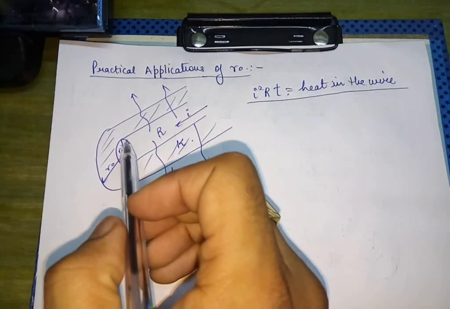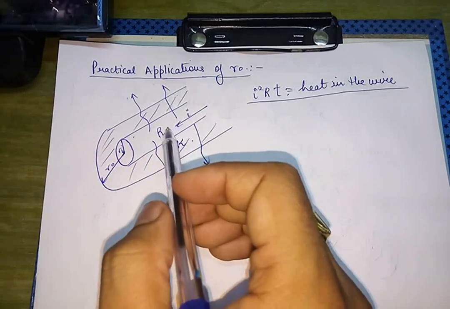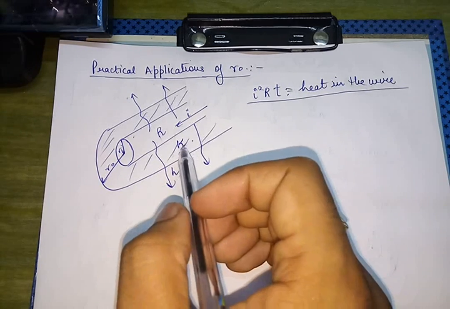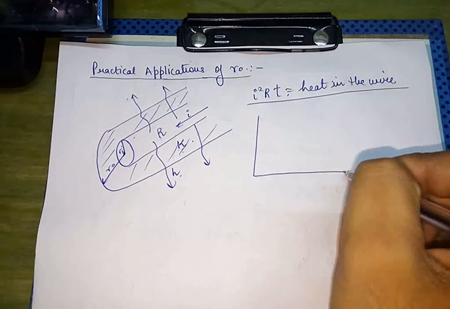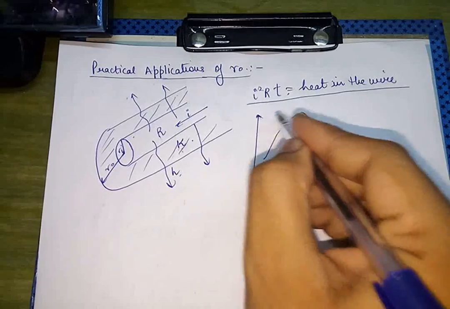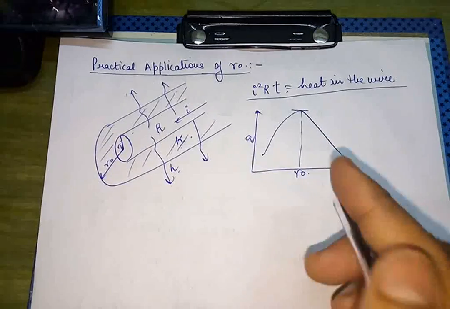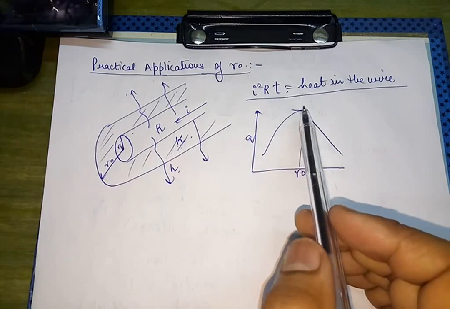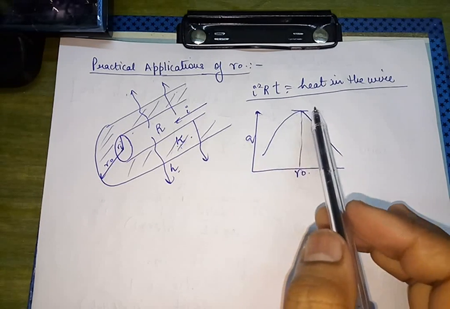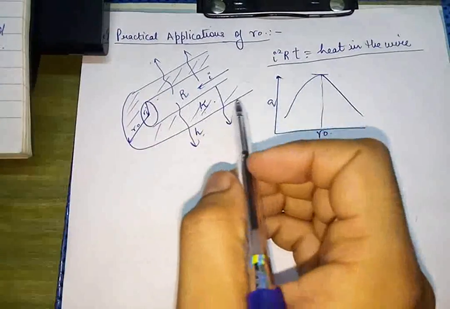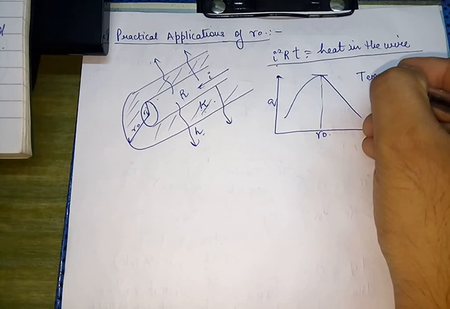So the rate of this heat loss can be increased by adding effective insulation around this wire. Mind that this insulation should be added only up to its critical radius value, because in the previous graph we have observed that the heat transfer rate increases up to R0, after which it decreases. So we will add the insulation up to the critical radius point in order to enhance the heat transfer rate.